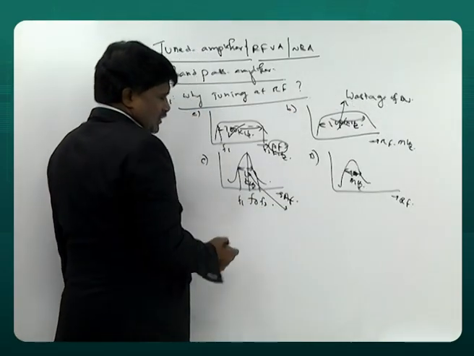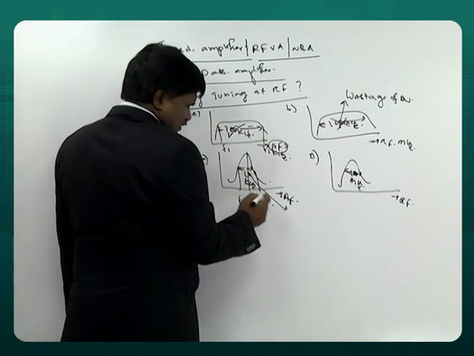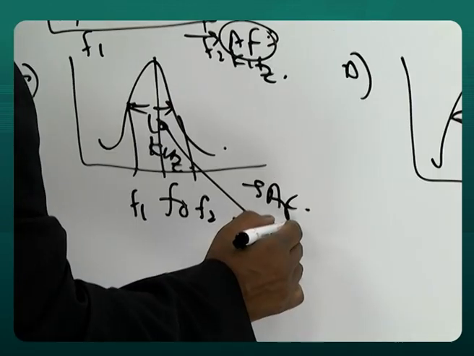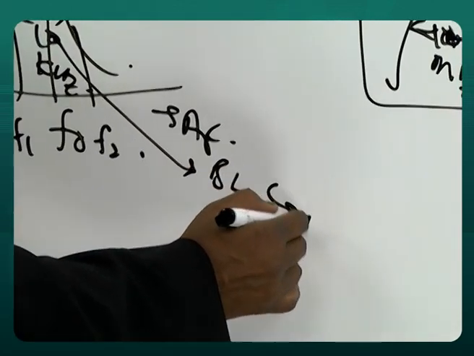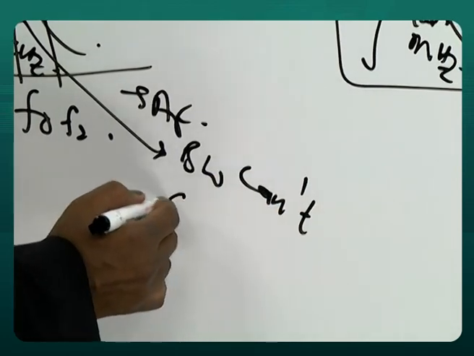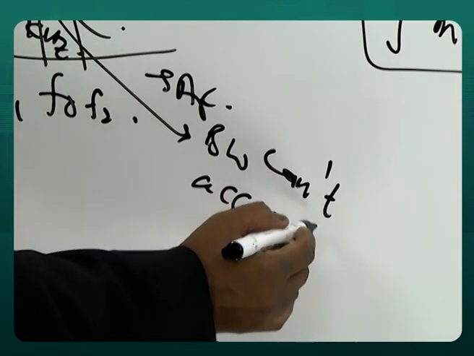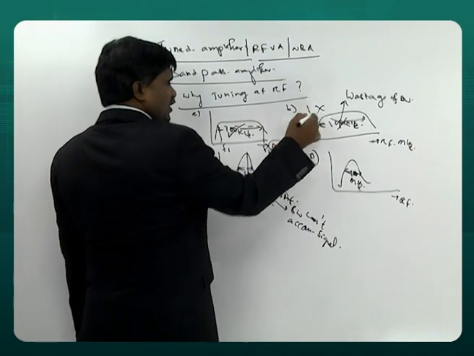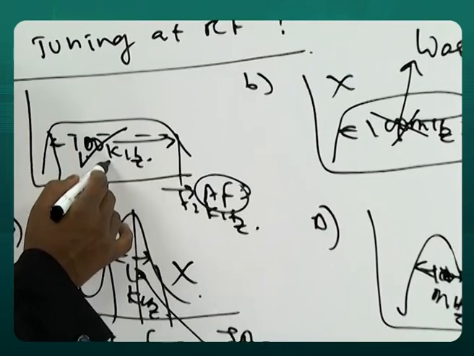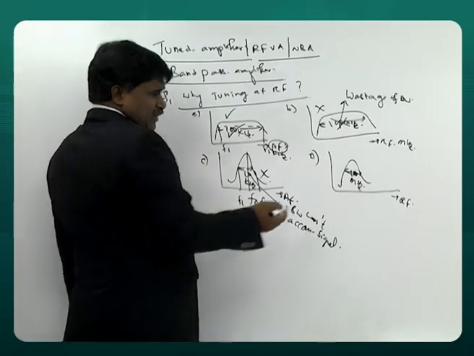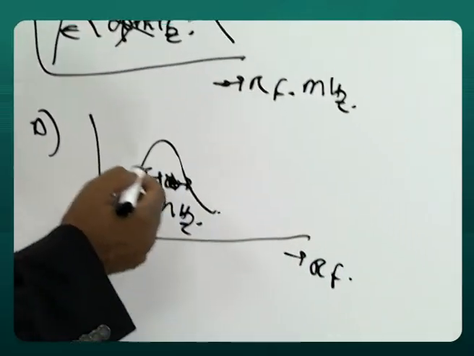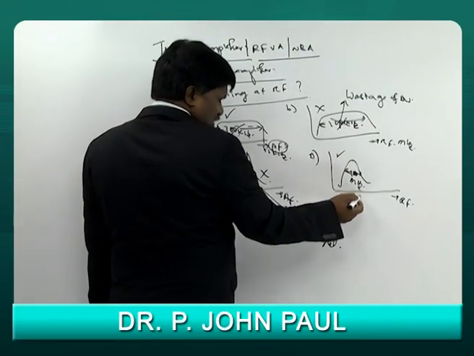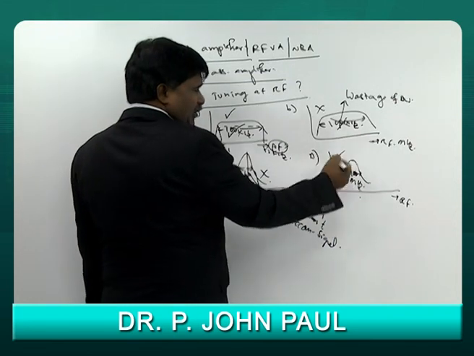Here I call it, when the bandwidth is less, you can't accommodate. Bandwidth cannot accommodate the signal. So this is wrong, this is wrong. Audio frequency bandwidth is more acceptable. Radio frequency bandwidth is less acceptable. This is not wastage, and at the same time it can accommodate the signal.